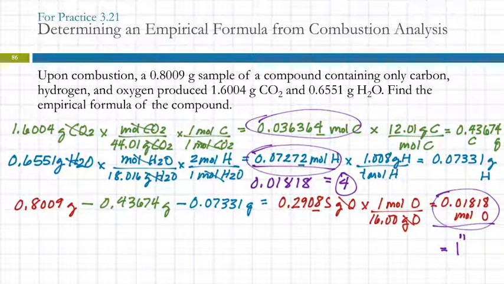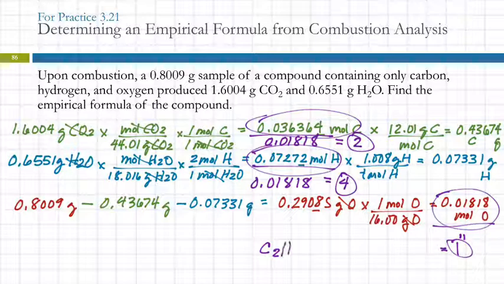That's pretty. And then this one, 0.036364 divided by 0.01818. And that comes out to 2 with a bunch of zeros. Close enough to round to 2. So I've got a 2, I've got a 4, and I have a 1. So those are the subscripts. Make sure you get them with the right element. Carbon was first, carbon 2, hydrogen 4, oxygen 1, but I don't write the 1.